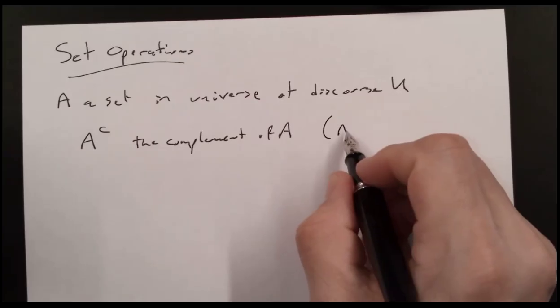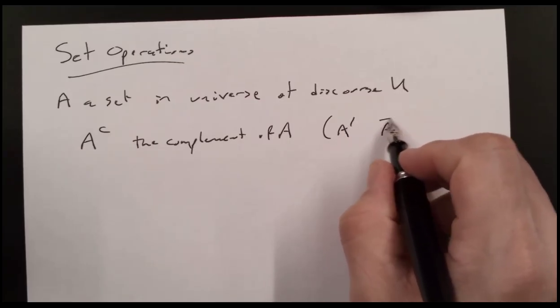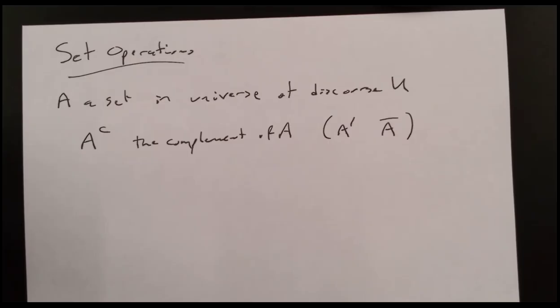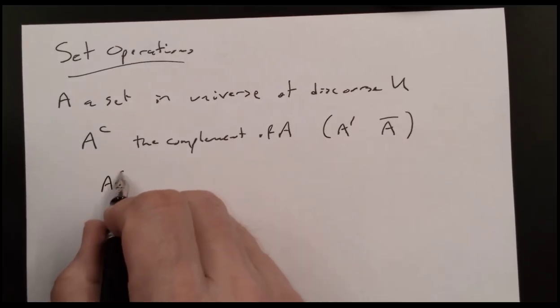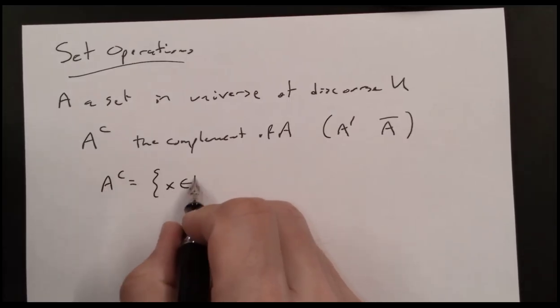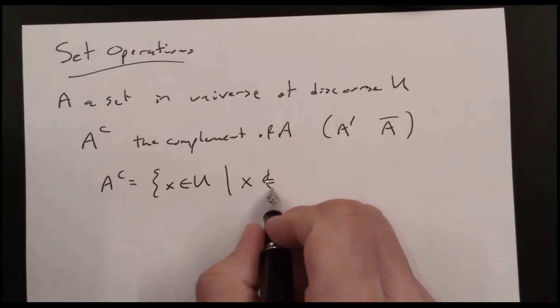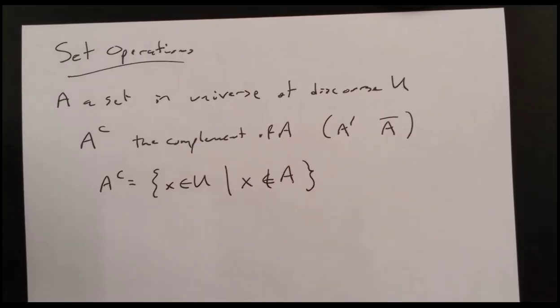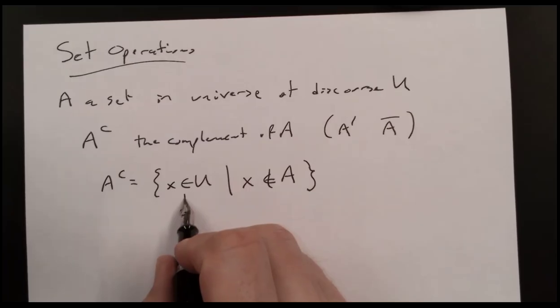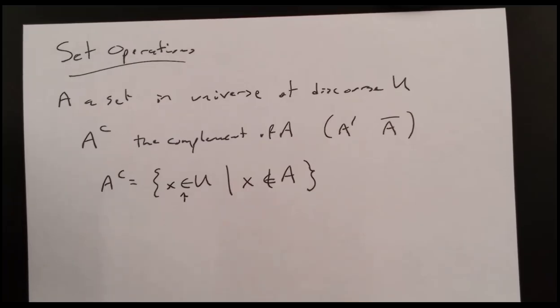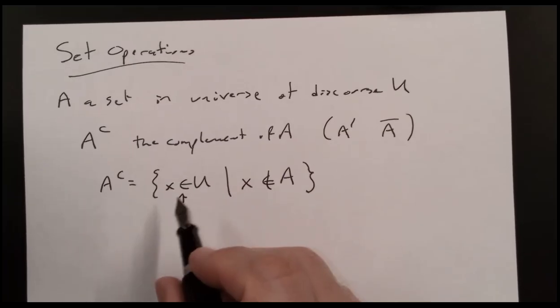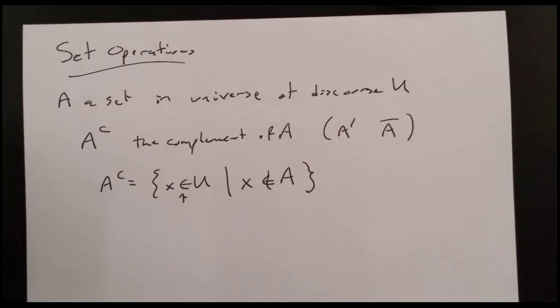Sometimes you will see this written as a prime. Sometimes you'll see this written as a bar. Depends on the textbook you're looking at. This textbook uses A with a little C up above. Then my complement is the set of X that are in U that are not in A. Remember that little element symbol, this little funky E thing, means belongs to. X belongs to our universe, but it doesn't belong to the set A.